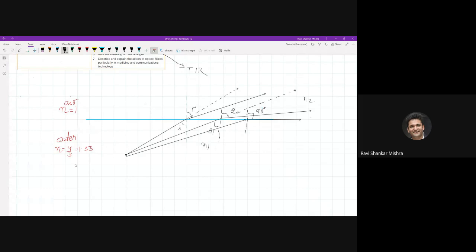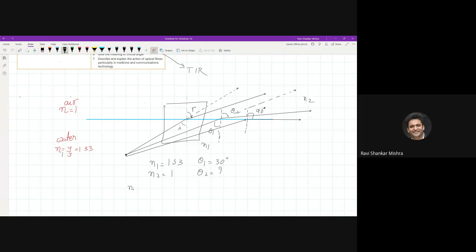Okay. So here this is n1, and I am taking this case first, right? So n1 is equal to 1.33. Theta 1 is equal to 30°, right? N2 is equal to 1. That is not going to change in any case. What will be theta 2? Can we do this?